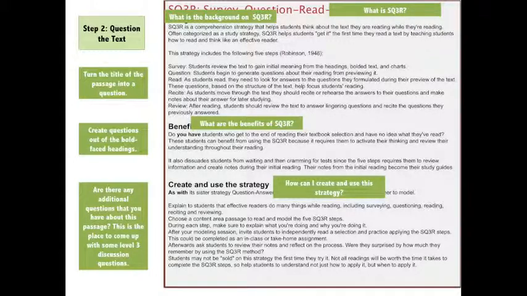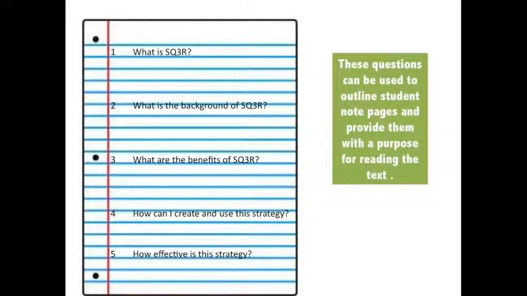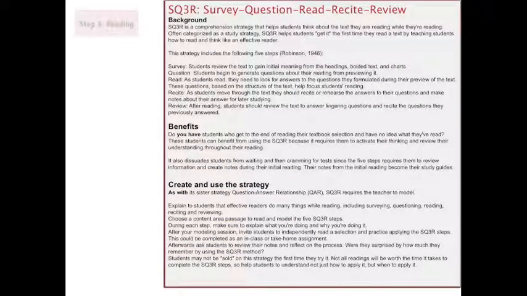Level 3 is really a discussion question. It can be something like how effective is it, or why would this work, or when would I use this? And so it's got to be something that moves them beyond the text. They can take these questions and put them on their piece of paper, set themselves up for notes. This is a great way because they have these notes set up and it really gives them a purpose for reading.